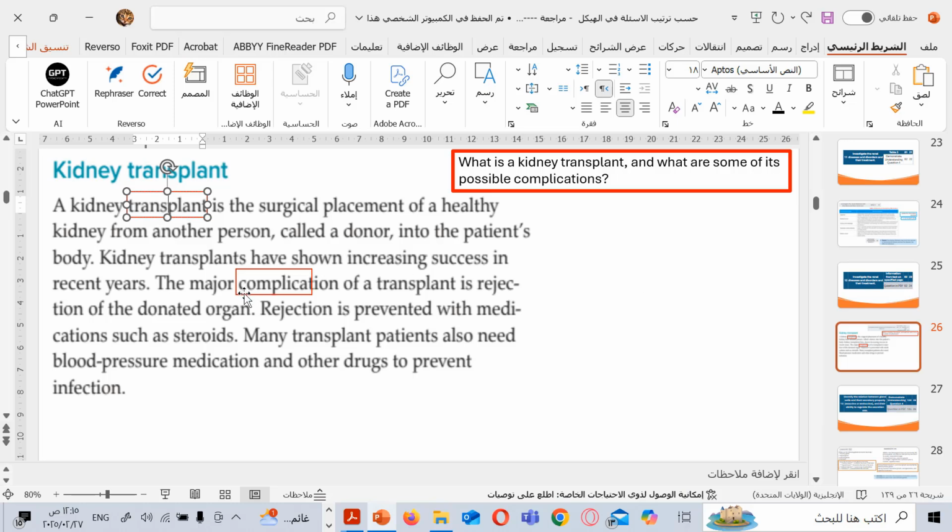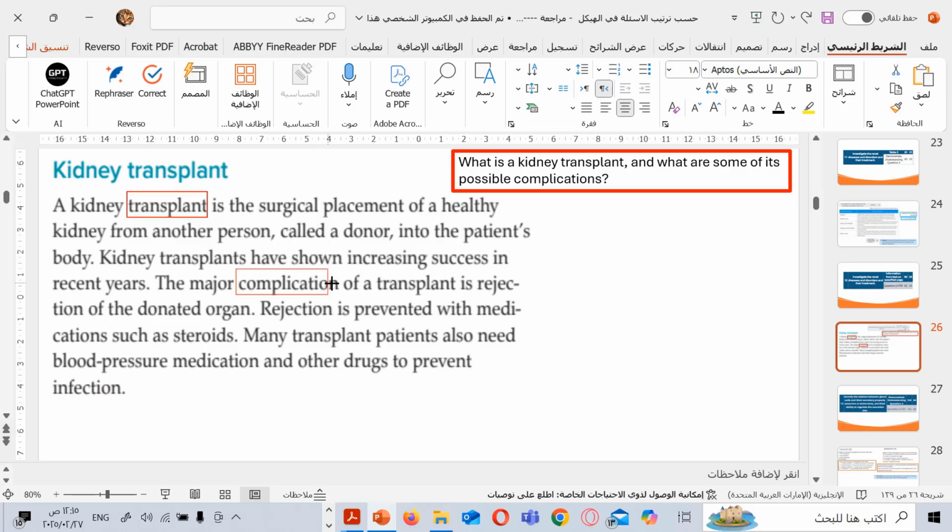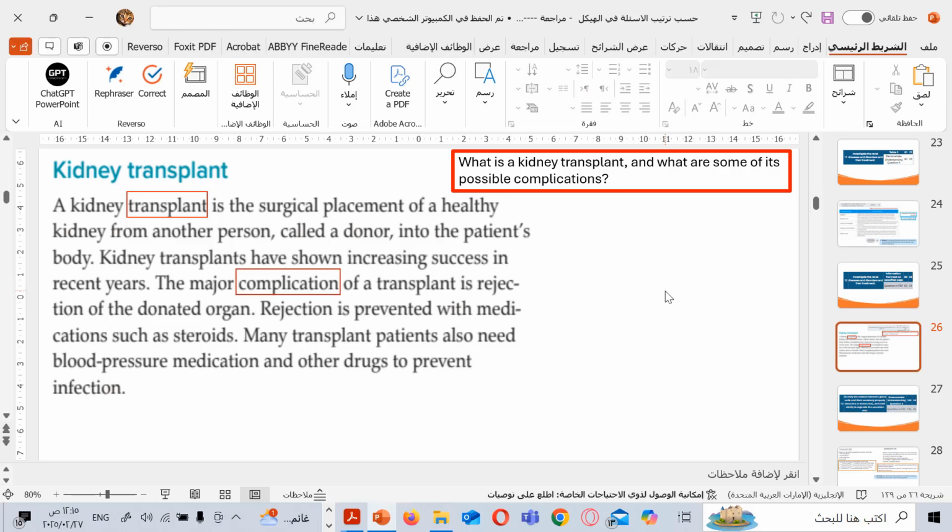Okay, and the complication of transplant is rejection of the donated organ, and the rejection is prevented with medications such as steroids and so on. So this is the question, and these are the topics of the question.